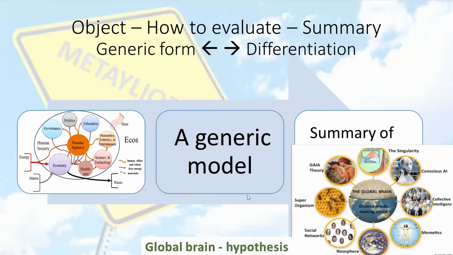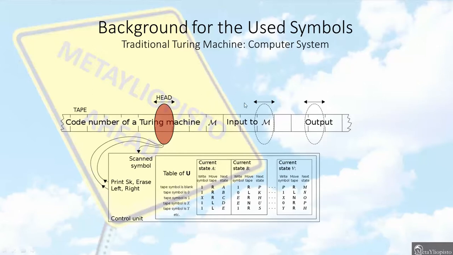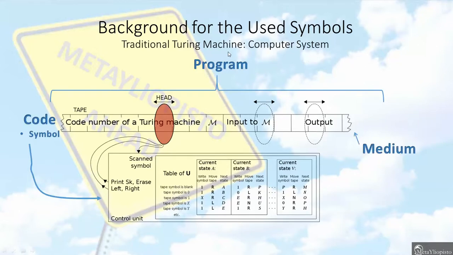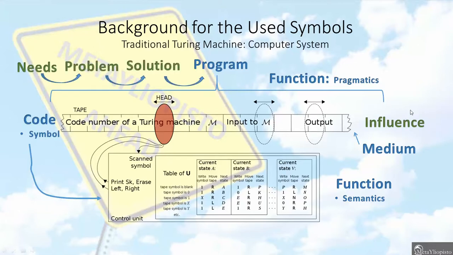Then the global brain hypothesis here is to state that we will get some very important information by using a generic model here in order to understand the cross relations. Then we will start to plan how to describe the systems. Background here for the system symbols is from the Turing machine computer system. There is a program. Program has code and symbols, and medium and function. These are the terms here in the 10 systems model columns. And then in addition we should have needs for the systems, influence, its output, problem and solutions. This is the logic of the 10 system evaluation in this approach.